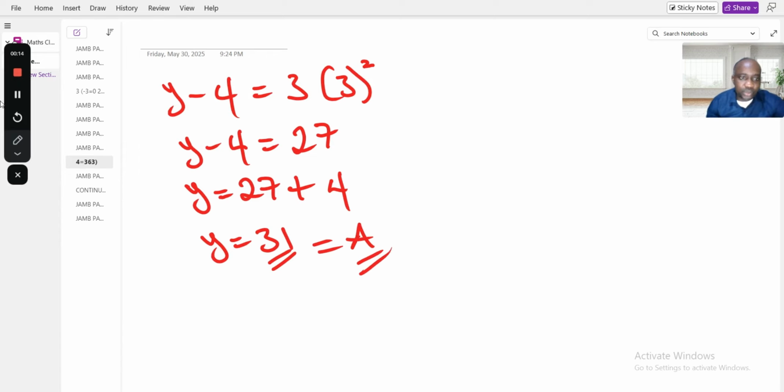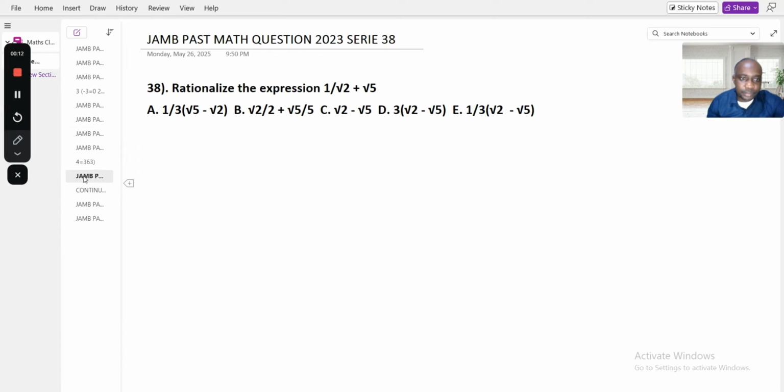Let's move to the next question. Rationalize the expression 1 over square root of 2 plus square root of 5.